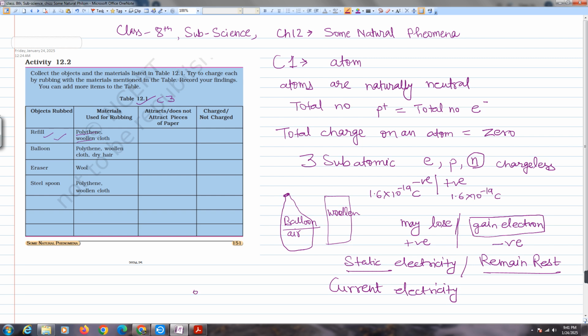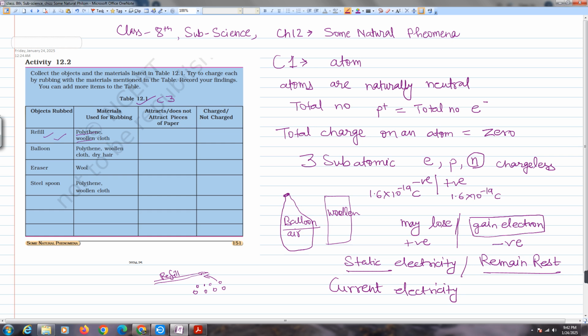So tiny pieces of paper, if we are just keeping them on the floor and rubbing the refill with polythene, what will happen? This refill will attract. So for example, this is the refill and this is the tip of the refill. The refill will start to attract these tiny pieces of paper. Why? Because it is electrified, correct?